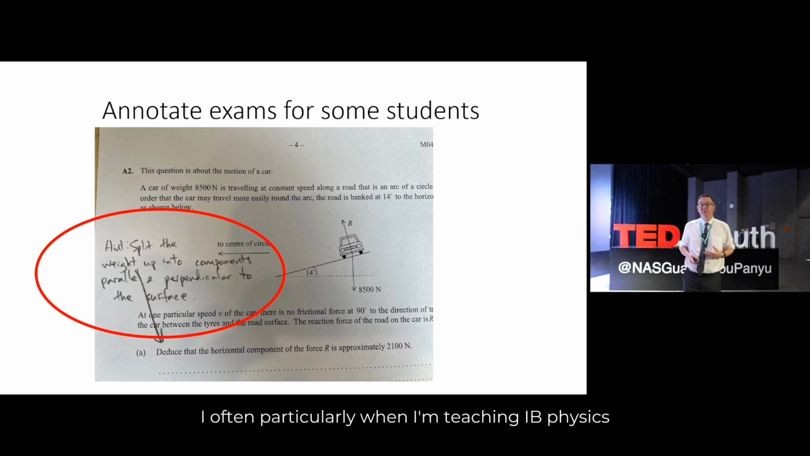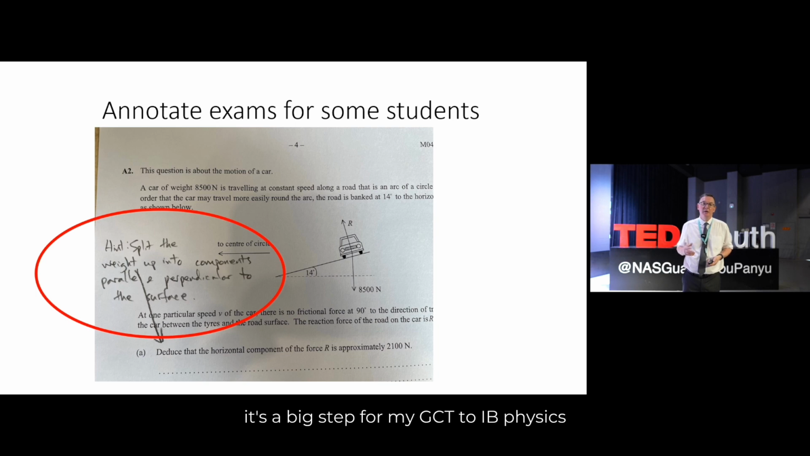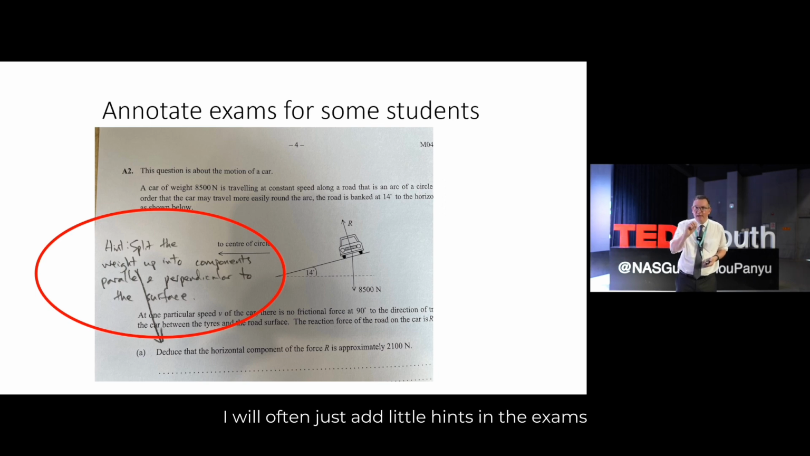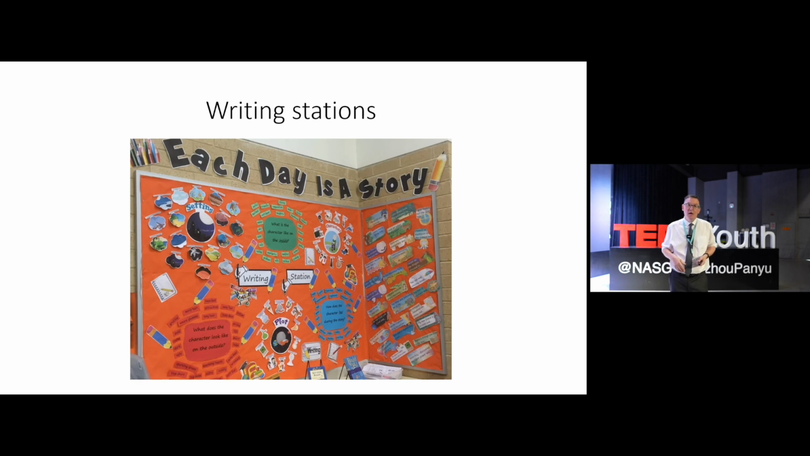I often, particularly when I'm teaching IB physics, will annotate exams for some students. It's a big step from IGCSE to IB physics, so in year 12 or grade 11 I will often just add little hints in the exams, either for the whole class or for specific students. So you can actually provide differentiation by support during tests and exams as well.